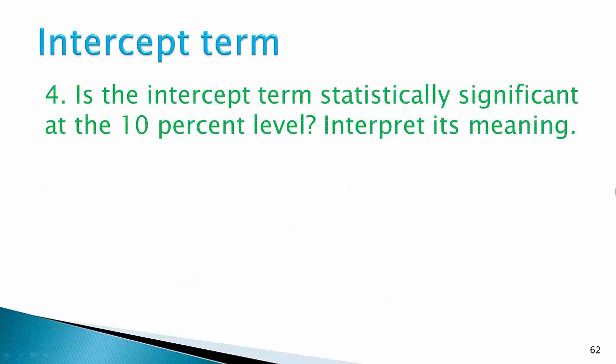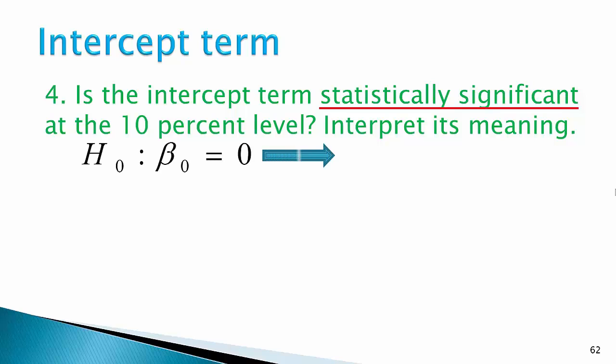Part 4. Is the intercept term statistically significant at the 10% level? Interpret its meaning. What's the test for statistical significance again? Well, the null hypothesis is that the intercept term in the population regression is equal to 0.